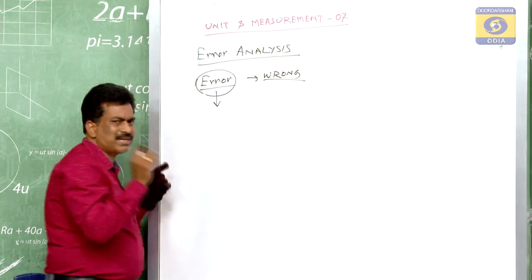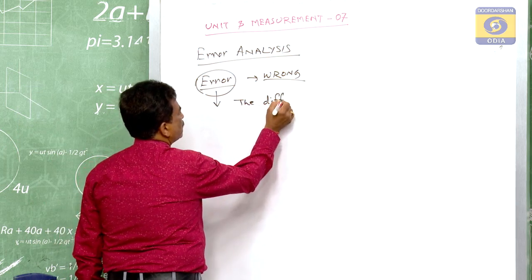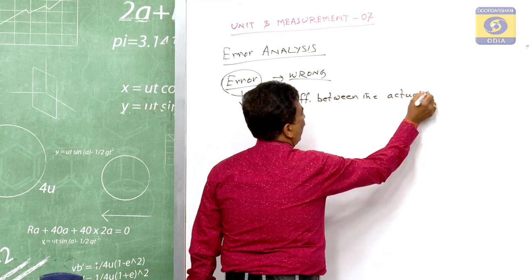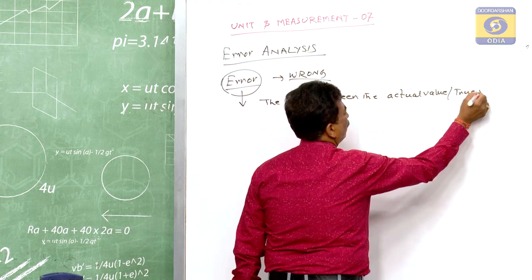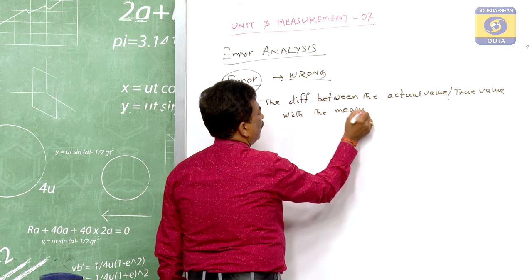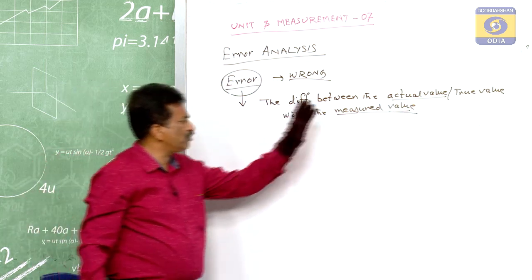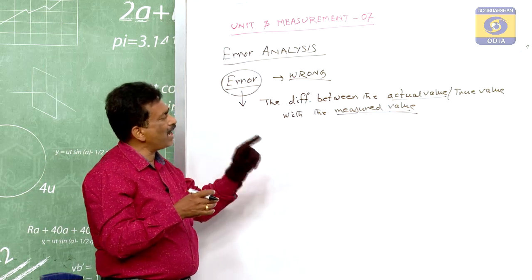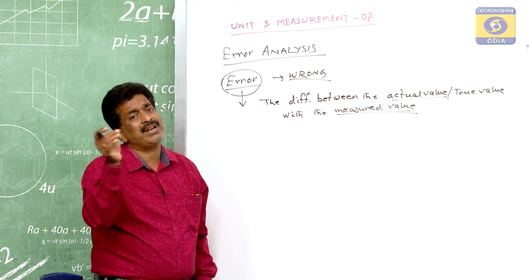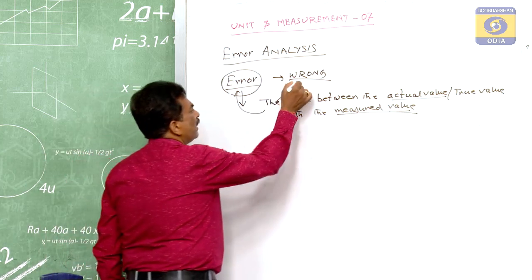So what is the error? Every measurement must have an error, and this error is nothing but the difference between the actual value or the true value and the measured value. There are two things, the actual value or true value, and its measured value. Means what was its value, and what we measured. If there is a difference and it is very negligible, then that is called the error, and if that difference is much more, then we will say that is wrong.